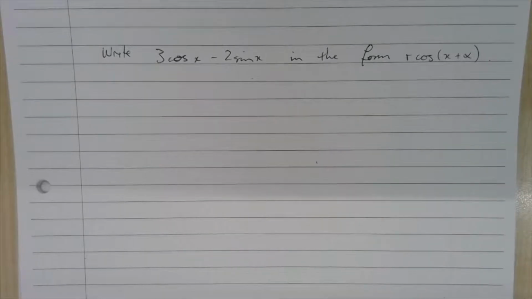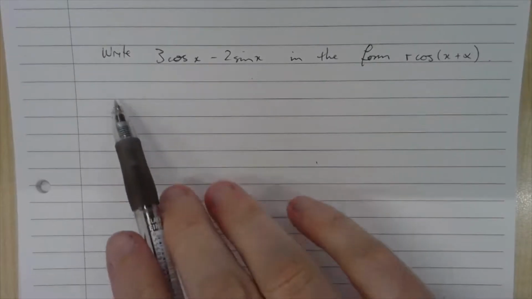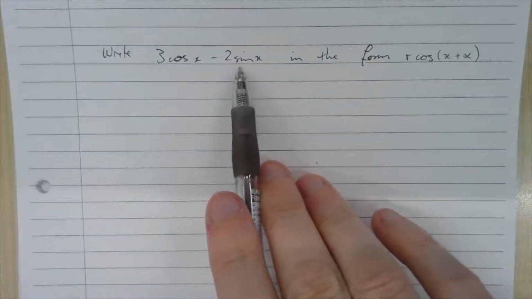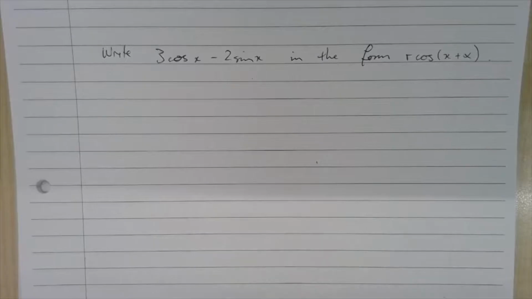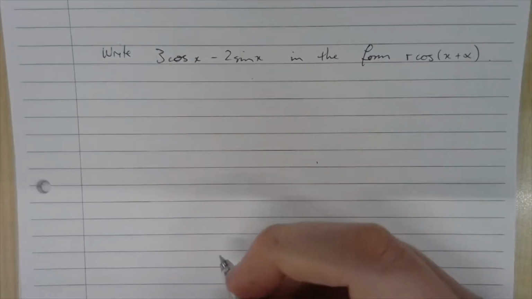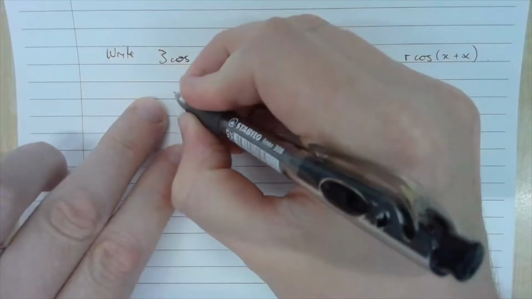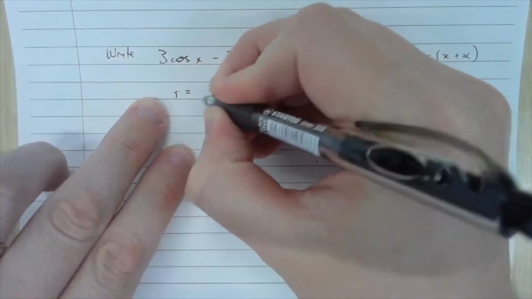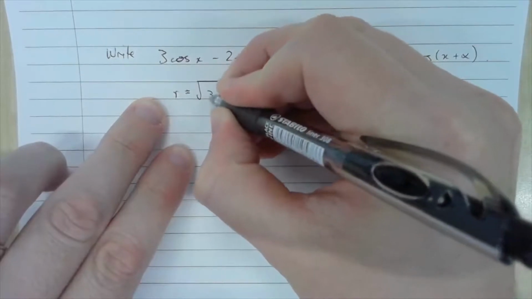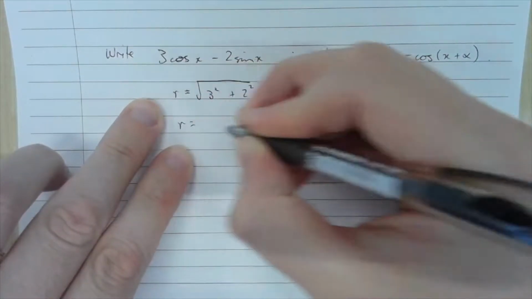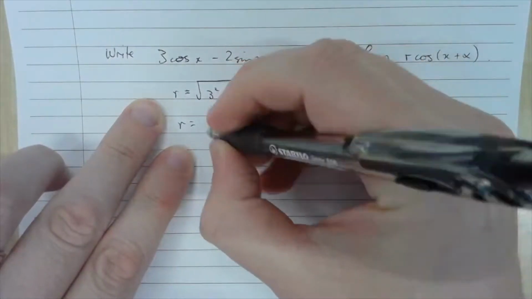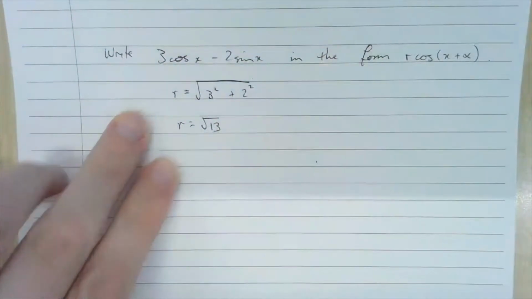Okay, second example we are going to do today. We're going to write 3 cos x minus 2 sin x in the form r cos(x + alpha). And we're going to use degrees just to make it a little bit different. Let's start by finding our r value. r will be the square root of 3 squared plus 2 squared. 3 squared is 9, 2 squared is 4, so this is root 13.